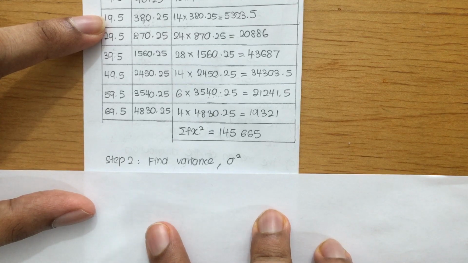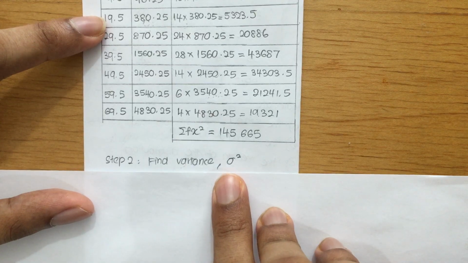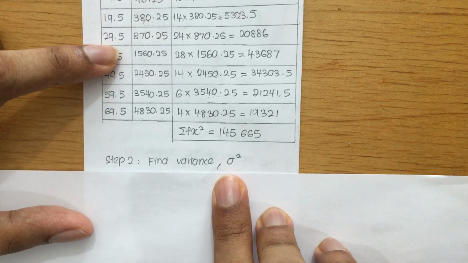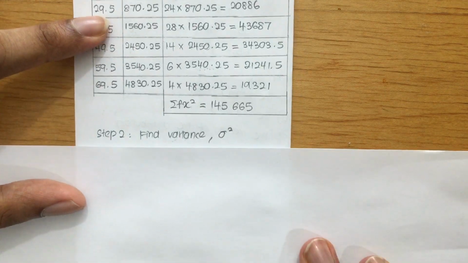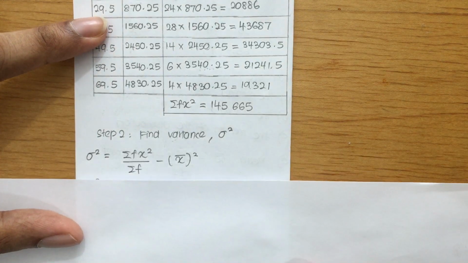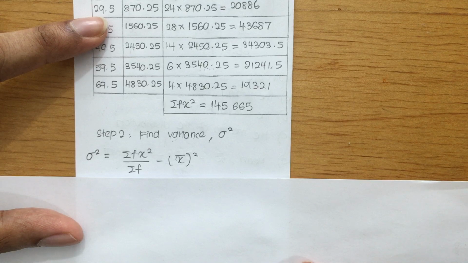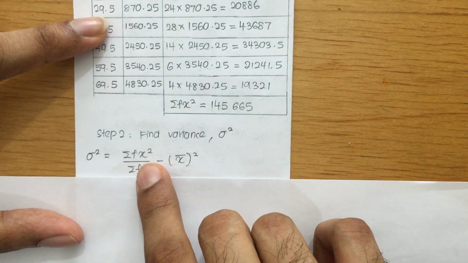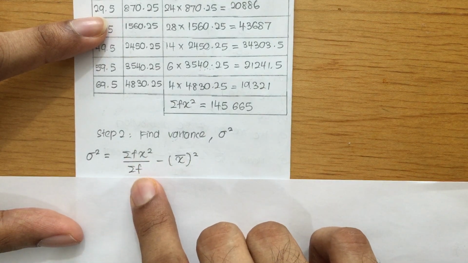So step 2 is we need to find the variance, which is sigma square. So what is the formula of sigma square? I'm going to show you now. Okay, so this is the formula of sigma square equals summation fx square divided by summation f, minus the mean square.